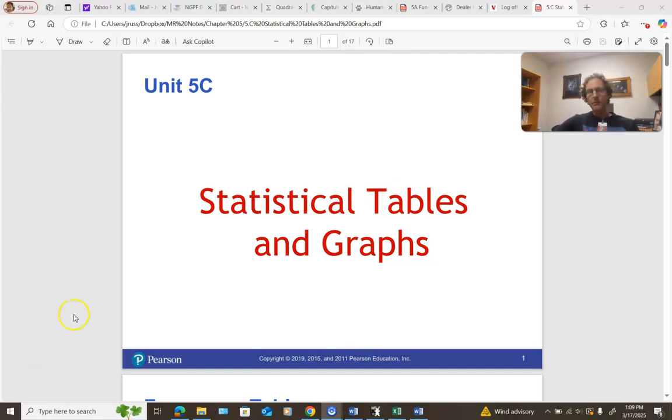So 5B, we finished. That was looking at things to look out for if you're looking at a statistical study, okay? Things that would give you reason not to believe the results from it. So now what we're going to focus on is basically graphical ways in which we can display or organize data. Okay, we're going to look at data organization and then furthermore some graphical ways to display that data.